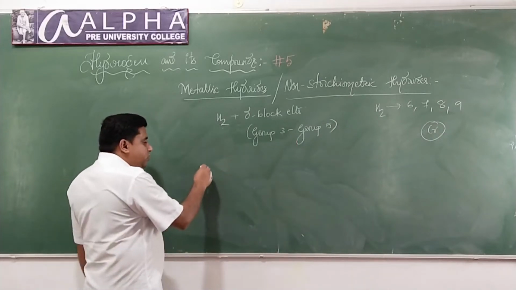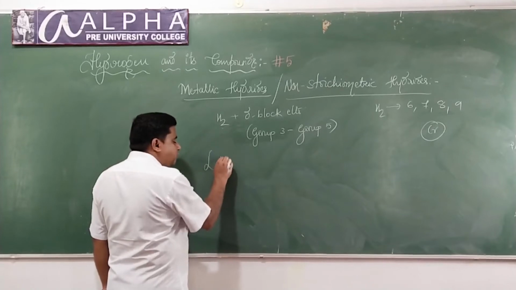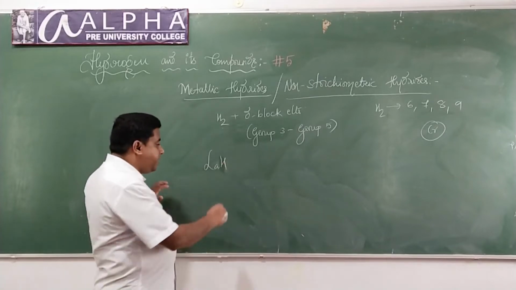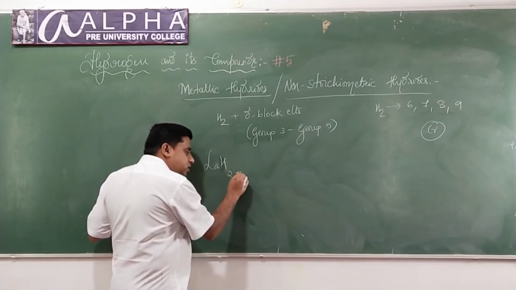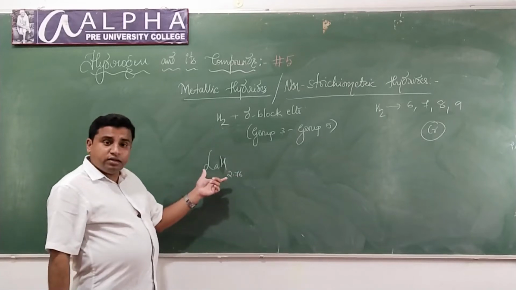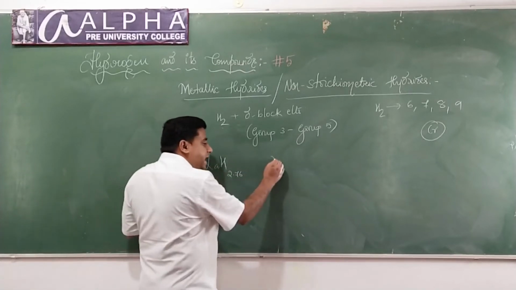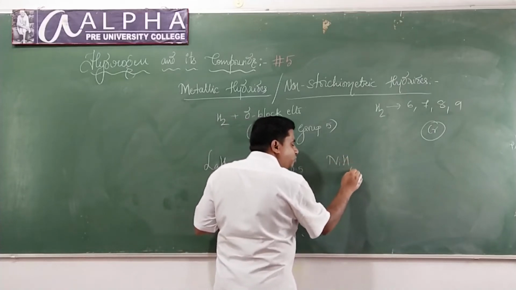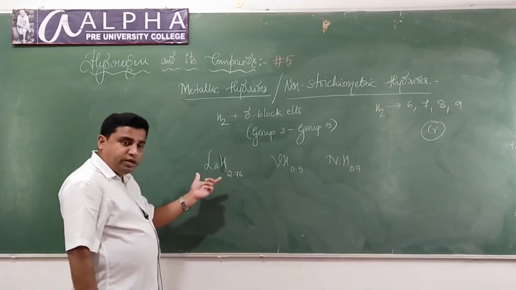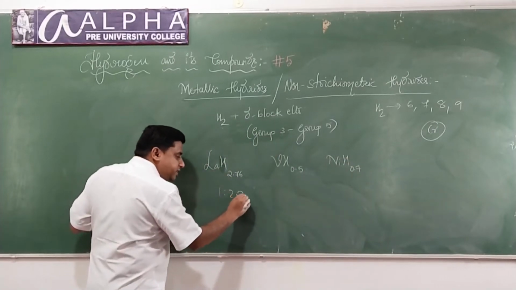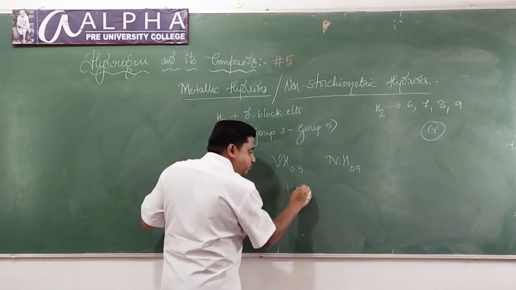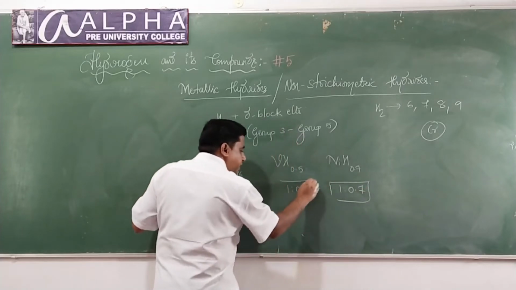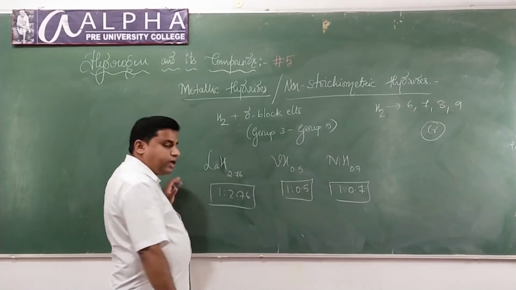I'll give you some examples. For example, lanthanum hydride, LaH2.76. Observe the formula here, it is very important. Vanadium hydride, VH0.5, nickel hydride, NiH0.7. What is the ratio here? The ratio is 1 to 2.76, here 1 to 0.5, and here 1 to 0.7.